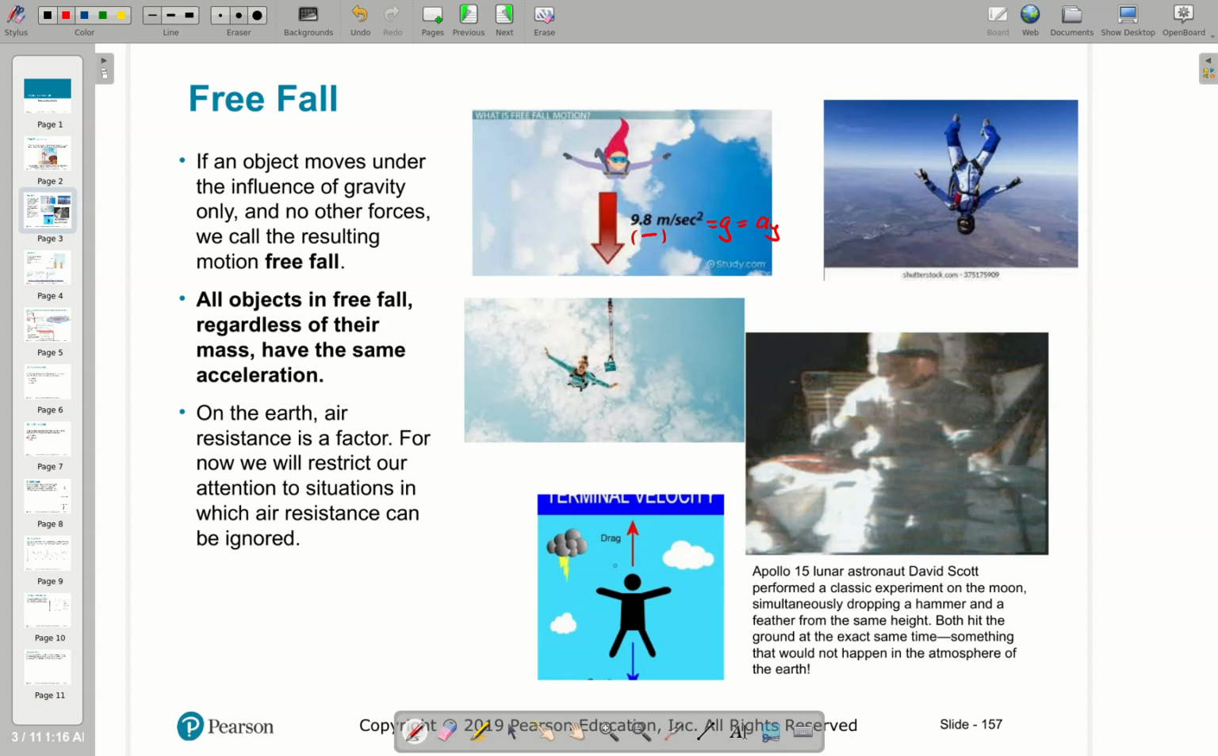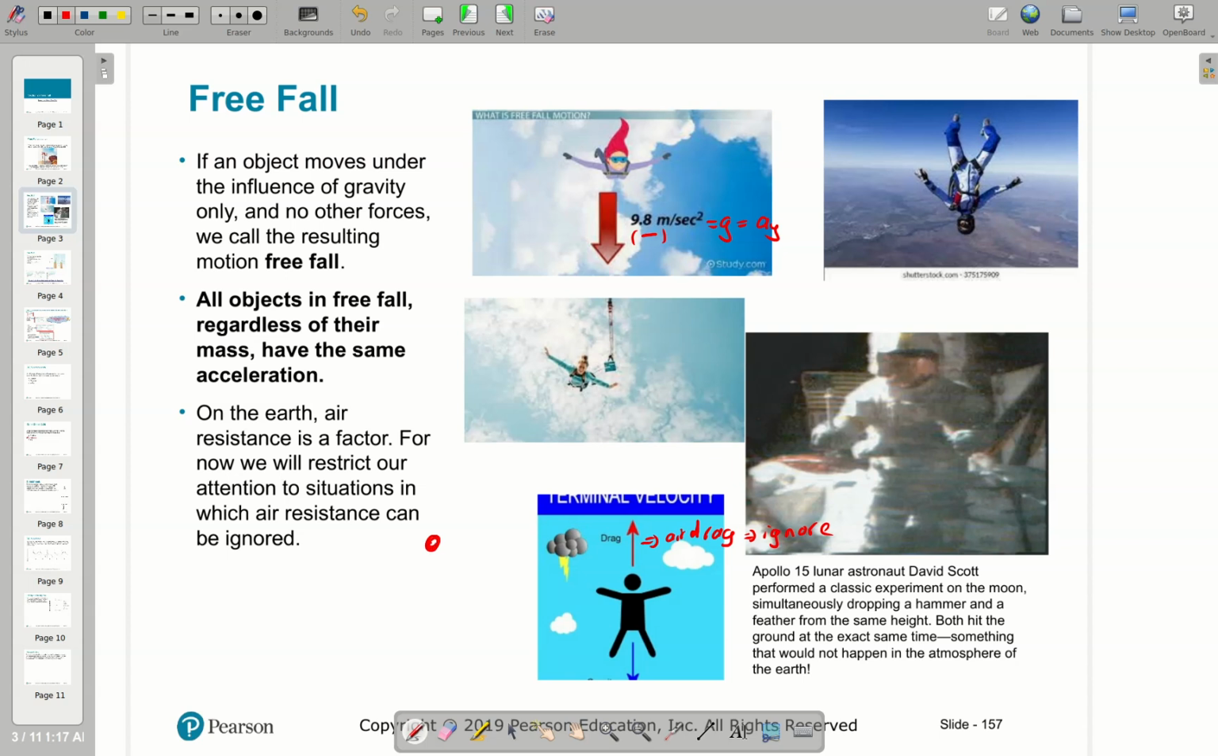As we fall, we have an air drag upward. For now, we ignore this. For most cases, we will consider air drag is not significant, so it doesn't change the motion, and we will focus on that. But if we drop a feather and a hammer, they won't fall at the same time.